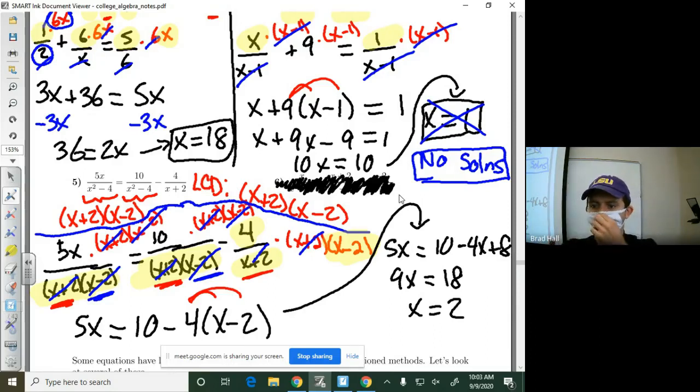So I added 4x on both sides. 5x plus 4x is 9x. And then 10 plus 8 was already on one side. So 10 plus 8 is 18. Divide both sides by 9, we're done. X is equal to 2.